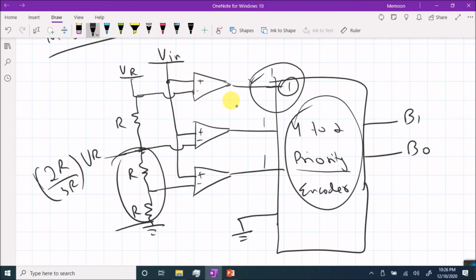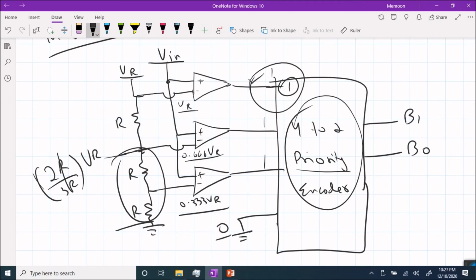So the voltage at this point is (R plus R) over (R plus R plus R) into VR. So 2R over 3R, so 2/3 VR. So here the input is VR. Here it is 0.666 VR. And here it is 0.333 VR. And here it is 0. So there are just 4 levels. Your input is being converted into a digital data that has only 4 levels.